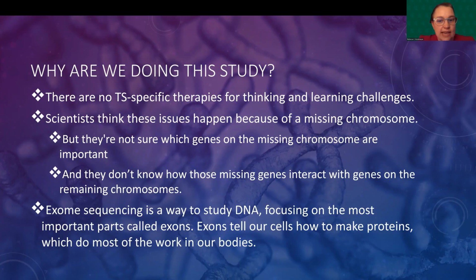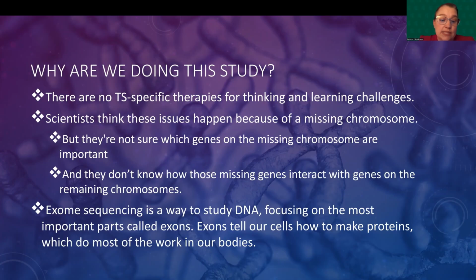Scientists think these issues happen because of a missing chromosome, but we don't know which genes on the missing chromosome are most important, and we don't know how those missing genes interact with genes on the remaining chromosomes. We also don't know why some women with TS might have problems in many different areas, while some might only have a few problems and others no problems at all with thinking and learning.